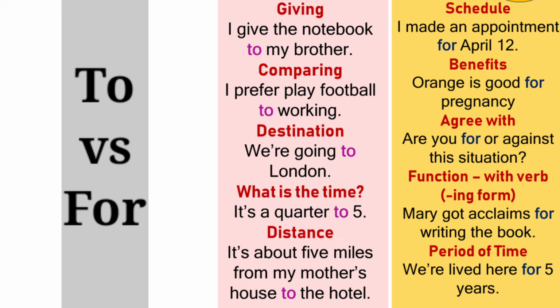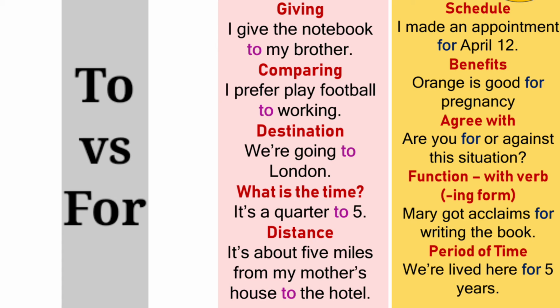Benefits. While explaining benefits, you can use for. For example, orange is good for pregnancy. Agree with. Are you for or against this situation? Function with verb ing form. Mary got acclaims for writing the book. For writing the book. So we can use for while explaining about particular function with verb ing form.